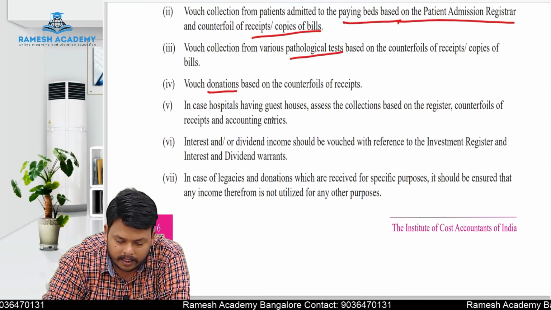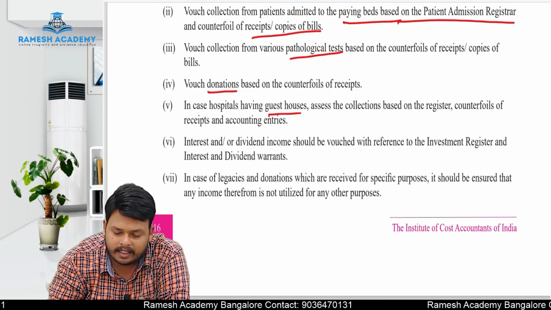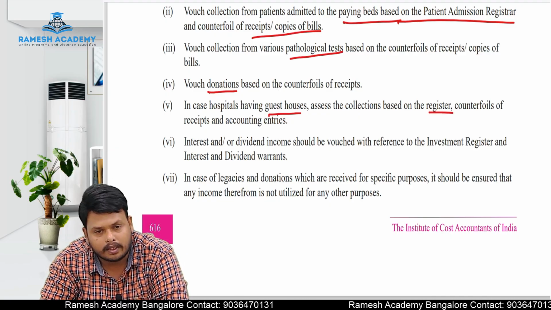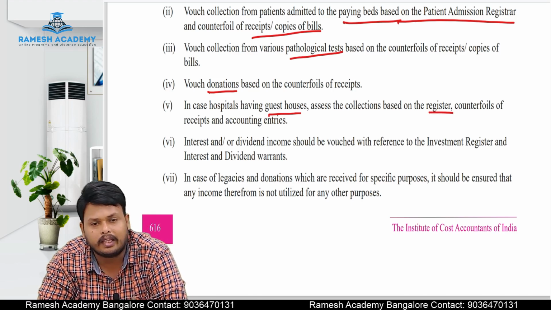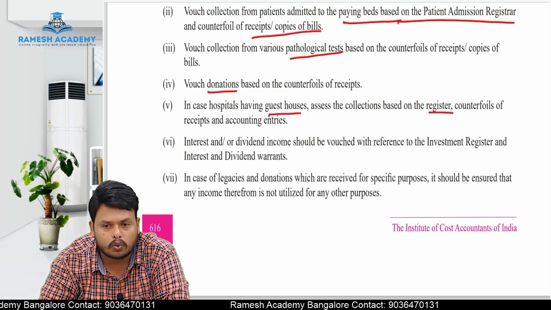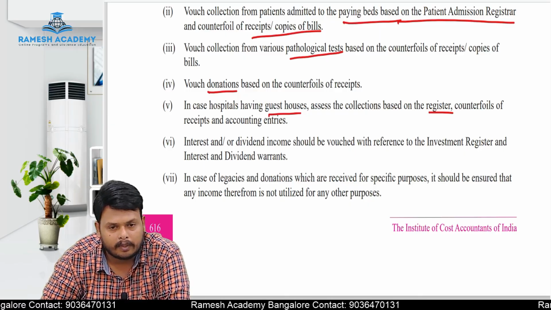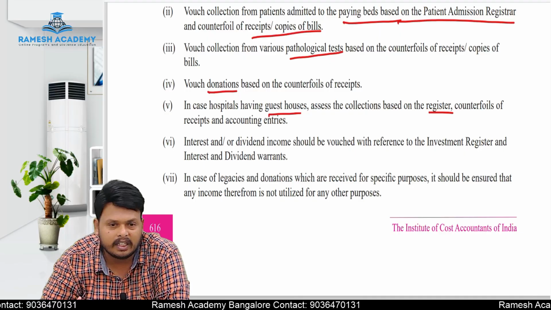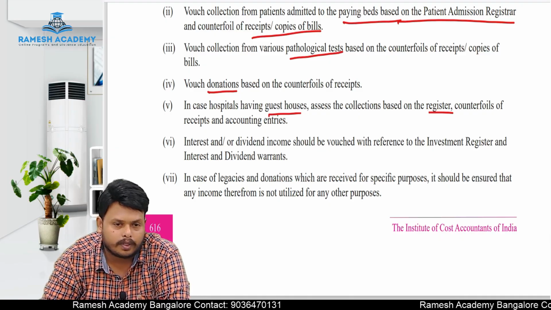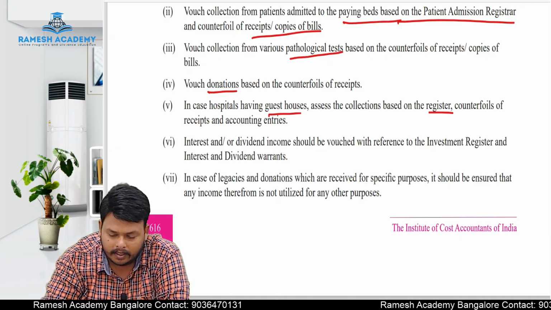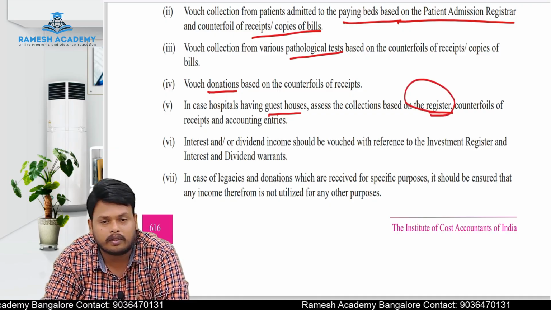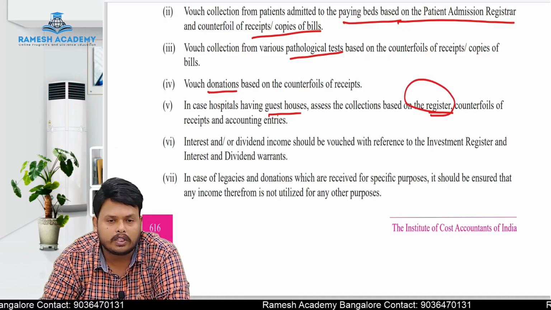In case hospitals have guest houses, vouch the collection based on the register. In the case of hospitals, generally along with the patients, one or two people come in order to take care of the patient, and they will be staying along with the patient. In that case, guest rooms will be provided to those patient relatives. Then if any amount is collected towards the guest houses, the auditor has to obtain the register of those guest houses and verify the counterfile receipts: how many guest rooms are occupied on a daily basis and what room charges they are charging.